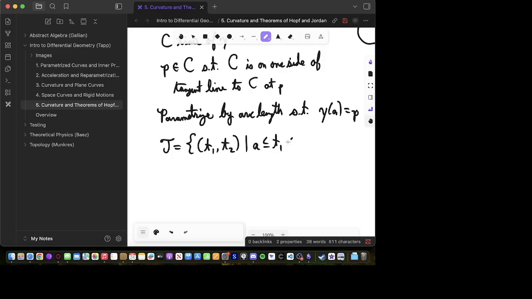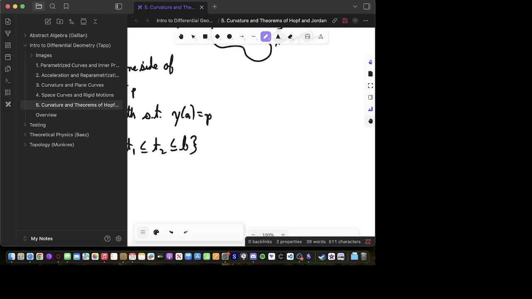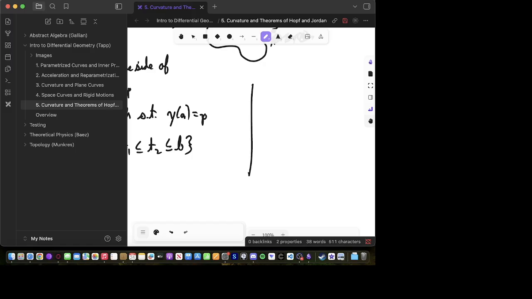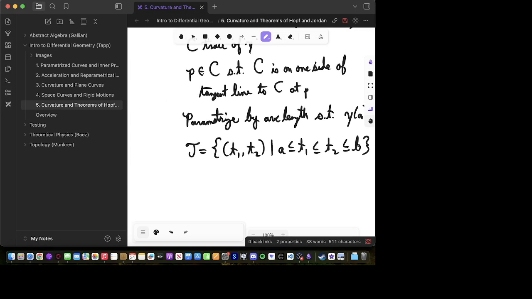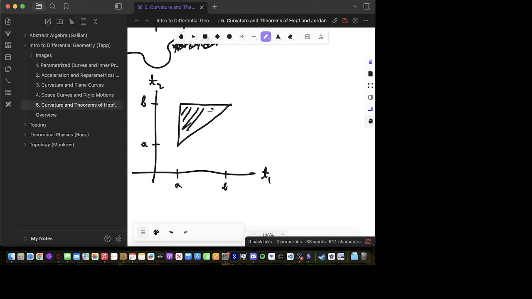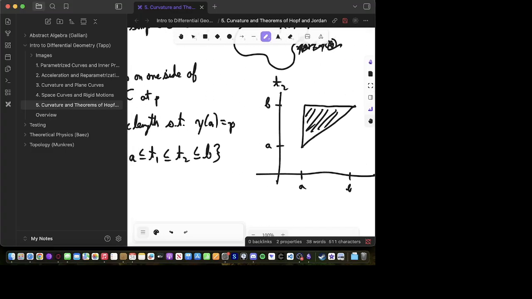is less than or equal to t1, which is less than or equal to t2, which is less than or equal to B. And you're probably asking me, well, how is that a triangle? Let me show you. If this is our t1 axis and this is our t2 axis, then that shape would be T with everything inside.